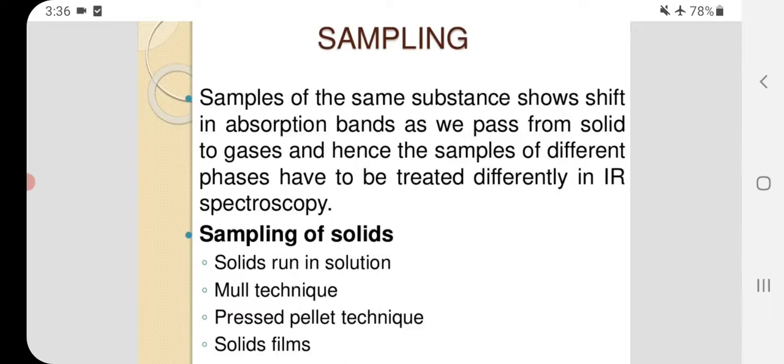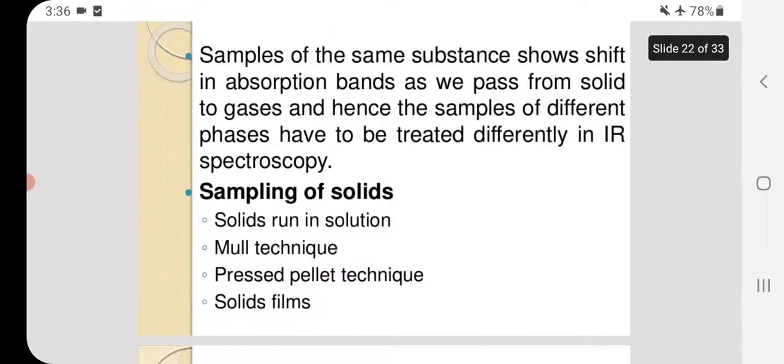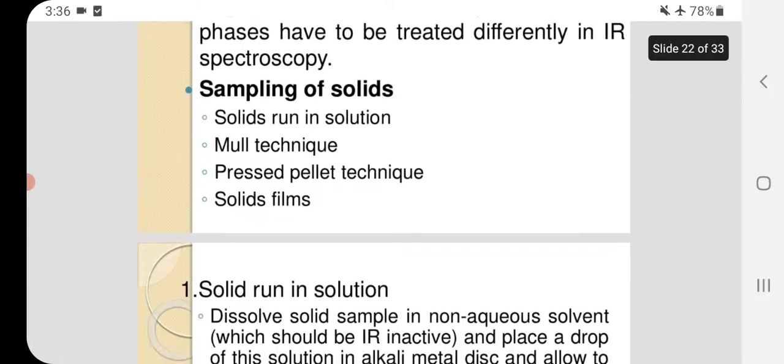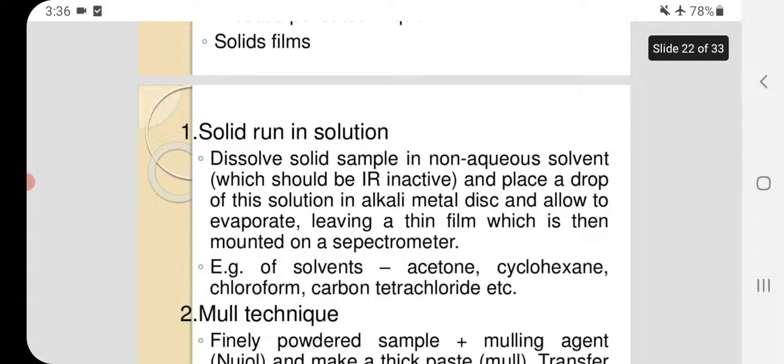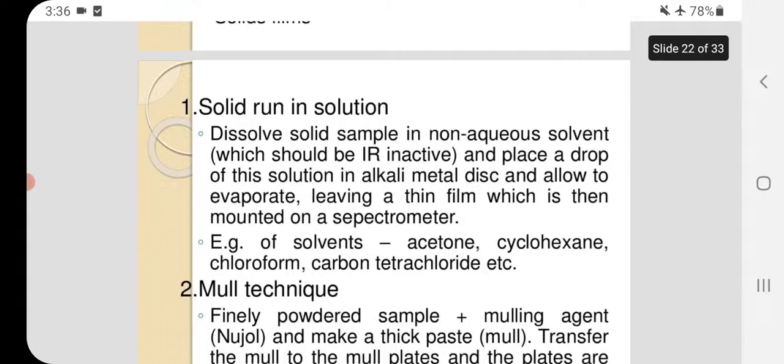Sampling of solids. Solids run in solution, mull technique, press pellet technique, solid films. Solid run in solution. Dissolve the solid sample in a non-aqueous solvent and place a drop of this solution on an alkali metal disc and allow it to evaporate, leaving a thin film which is then mounted on a spectrometer. Examples of solvents: acetone, cyclohexane, chloroform, carbon tetrachloride.